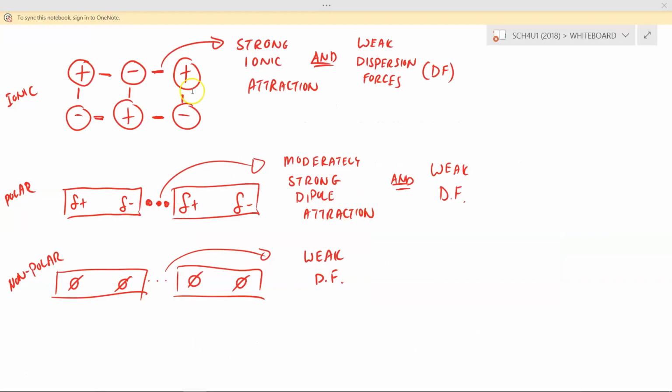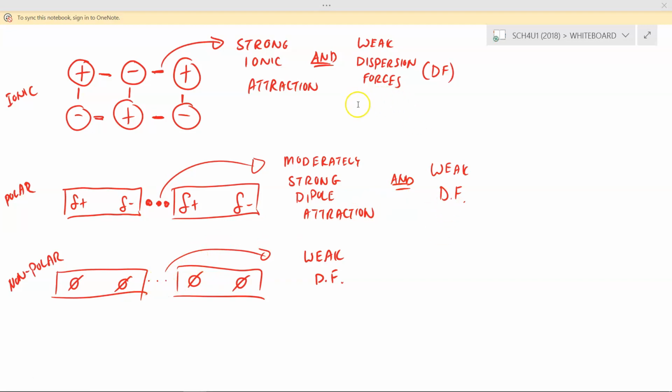So what I mean is, in an ionic bond, you'll have strong ionic attractions, but you'll also have weak dispersion forces present because those electrons can still randomly move to one end, adding to the strength. In a polar covalent bond, or a polar molecule, you'll have moderately strong dipole attractions, so dipole-dipole attraction, and you'll also include weak dispersion forces, so the dispersion forces are still present in here as well. And finally, with a nonpolar molecule, you just rely on weak dispersion forces to hold the molecules together.